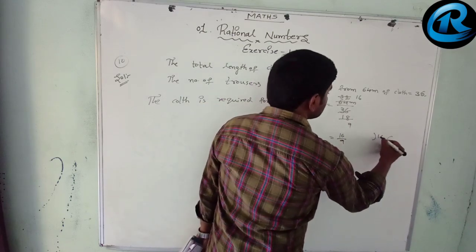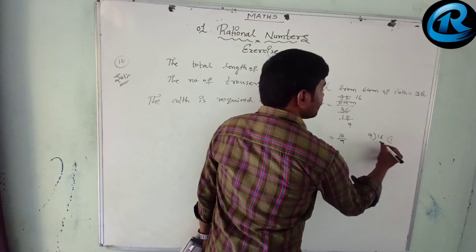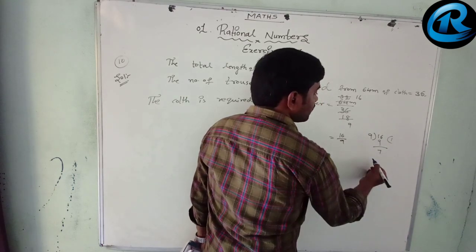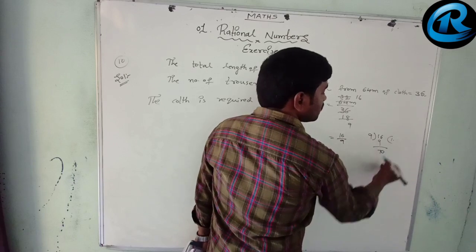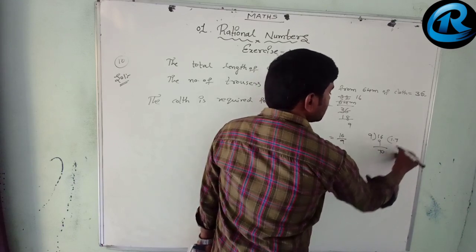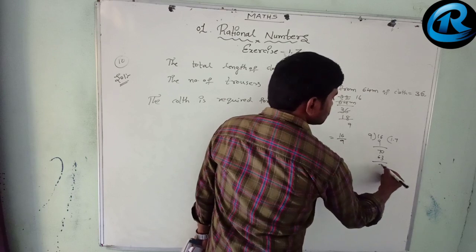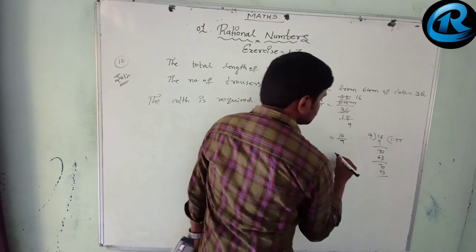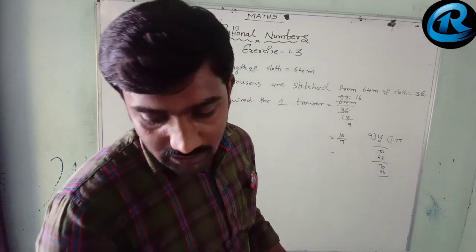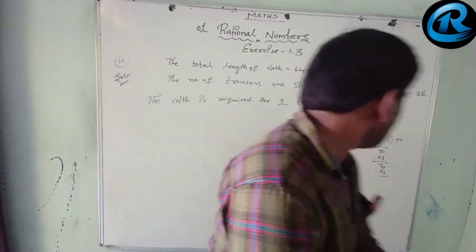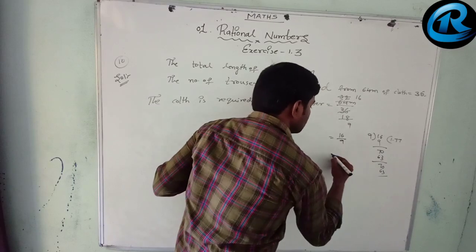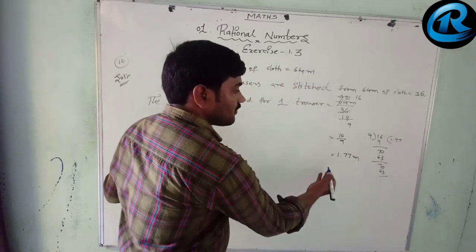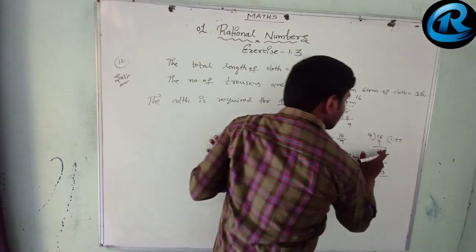Let us divide this 16 by 9. 9 ones are 9, 7 is left. So here we put a decimal point and keep 0. 9 7s are 63. So 7 left, again 0, 9 7s are 63, and it will continue like that. So the cloth required is 1.77 meters.